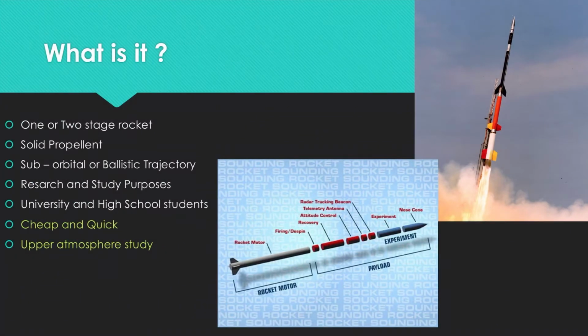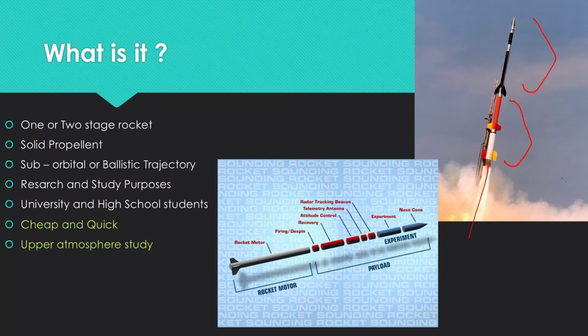First question arises that what is it? So basically a sounding rocket is a one or two stage rocket. It's not more than that. So it's a very simple rocket. Right here you can see a two-stage rocket. It is having two stages and it is propelled by a solid propellant.